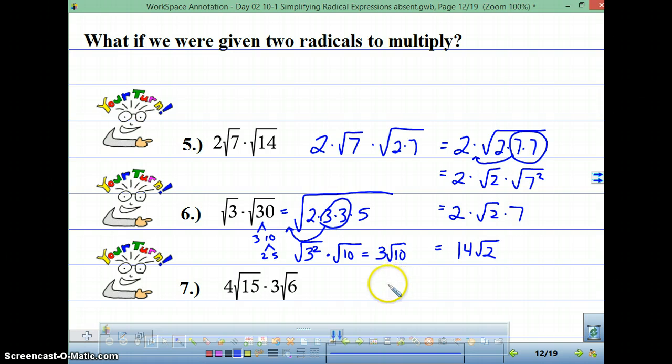Okay? You try this one. Let's see if you can get this to equal, let me think. This should equal 36 times root, let's see, if you can get that to equal it.